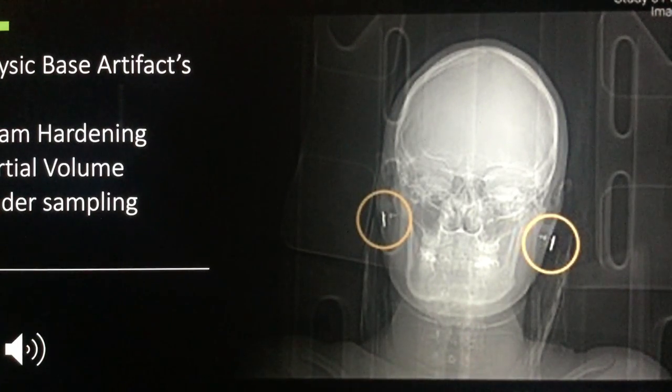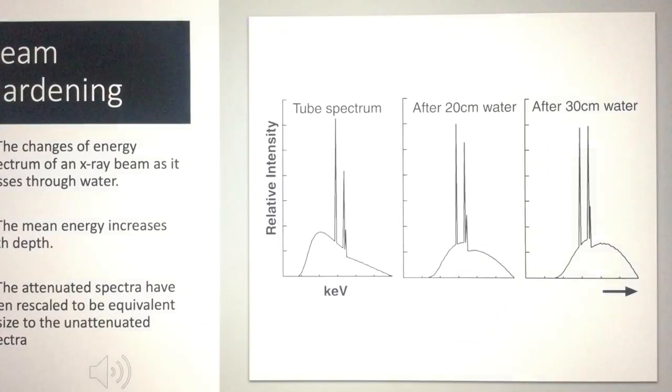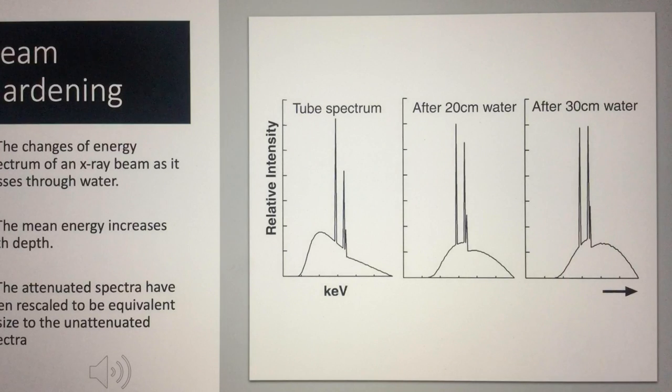There are different types of physics-based artifacts. I'm going to focus on beam hardening, partial volume, and undersampling. Beam hardening is a feature where the X-ray spectrum shifts to a higher effective energy due to the removal of lower energy X-ray photons.